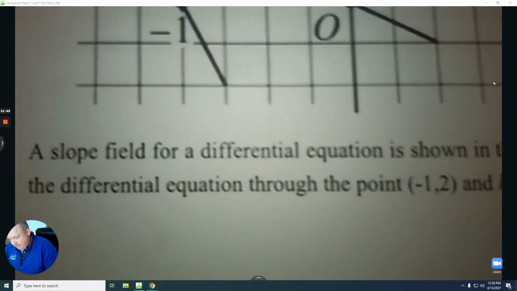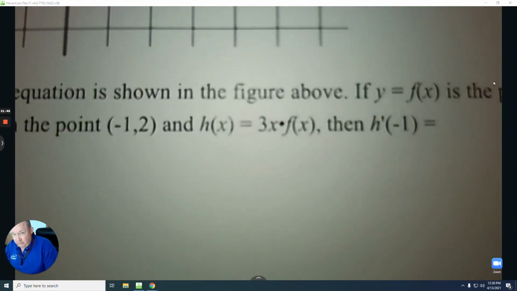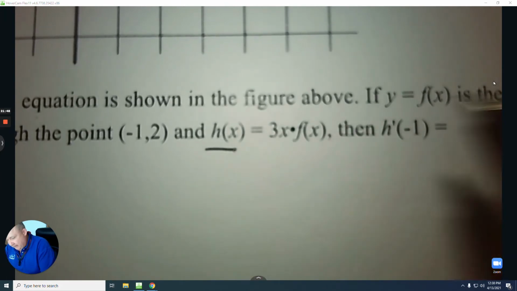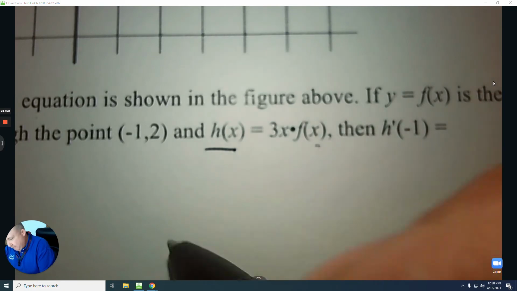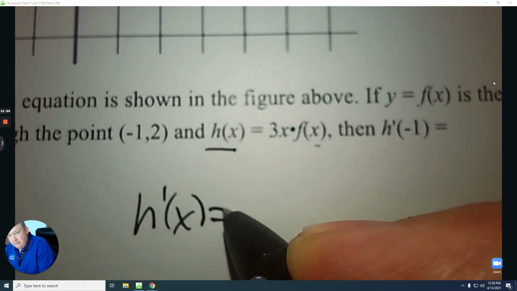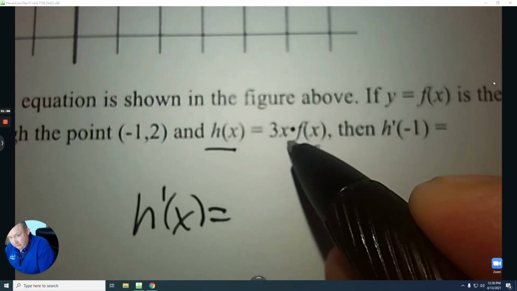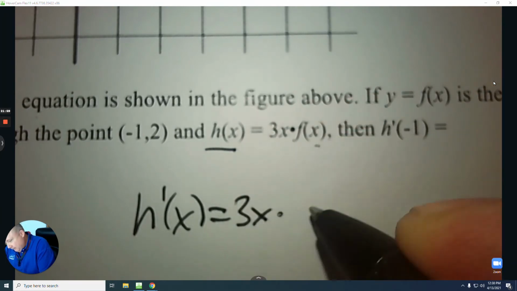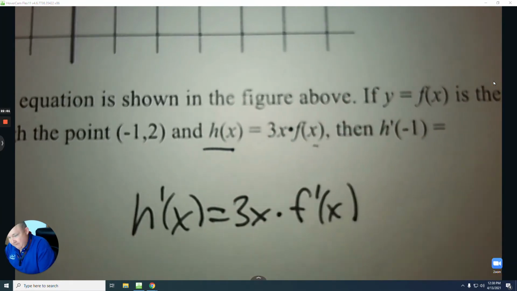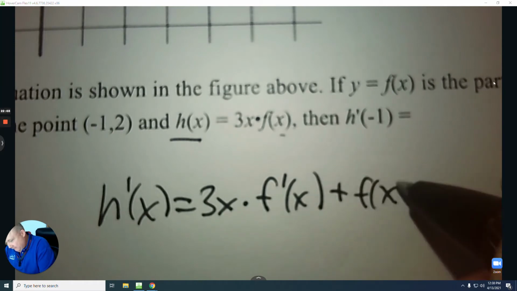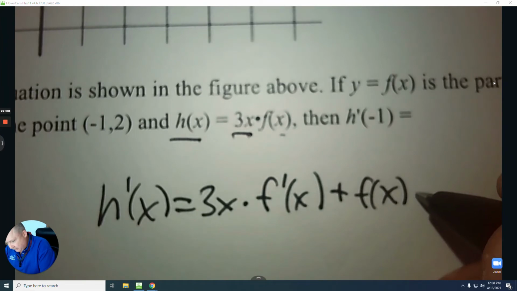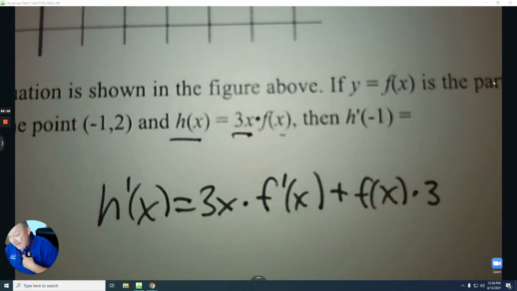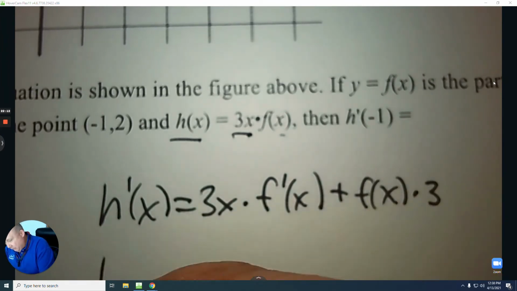15. In number 15, you're given a slope field, and you're given a point, negative 1, 2. I want you to focus here. h of x is equal to that, and you're asked to find h prime at negative 1. First of all, can you take the derivative using the product rule? That's the first, 3x, times the derivative of the second, plus the second, times the derivative of the first. And the derivative of 3x is 3. So there we go. Now I want to find the derivative at negative 1.